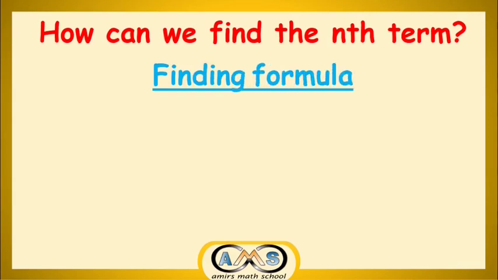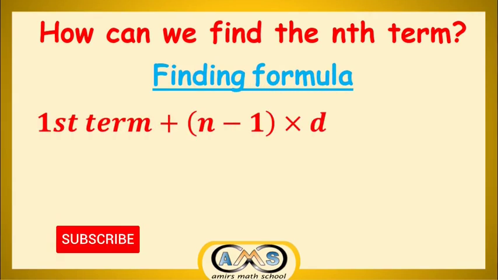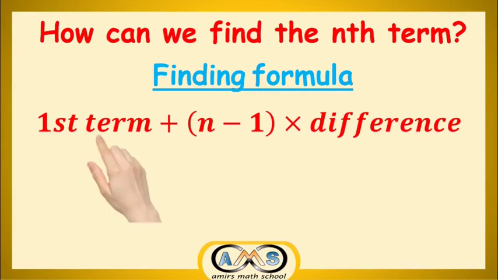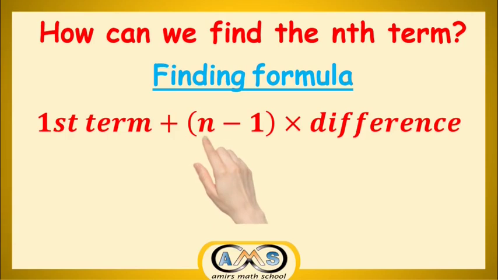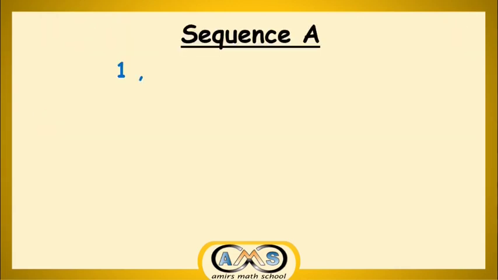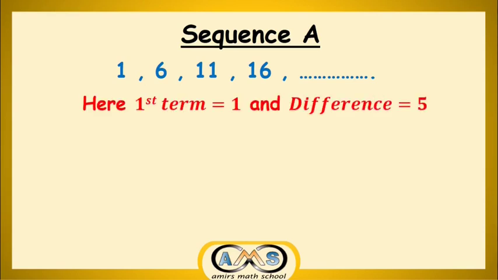The formula for the nth term of a linear sequence is the first term plus n minus 1 times the difference. In this case, this difference is the first difference. Here the first term is the first term of the sequence and the difference is the common difference, or first difference, that is the difference between two consecutive terms. So for sequence A, the first term is 1 and the common difference is 5.